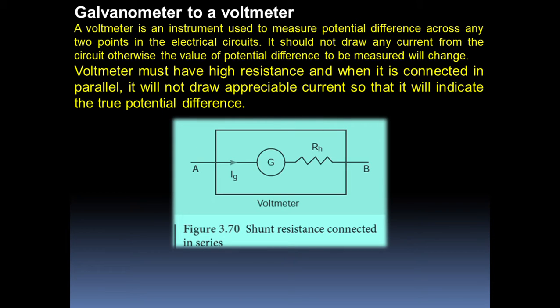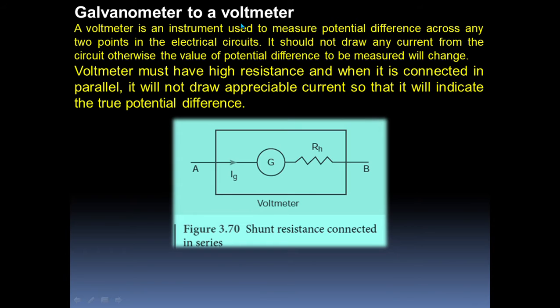The next topic is galvanometer to a voltmeter. Galvanometer converted into a voltmeter. A voltmeter is an instrument used to measure the potential difference across any 2 points in the electrical circuit.